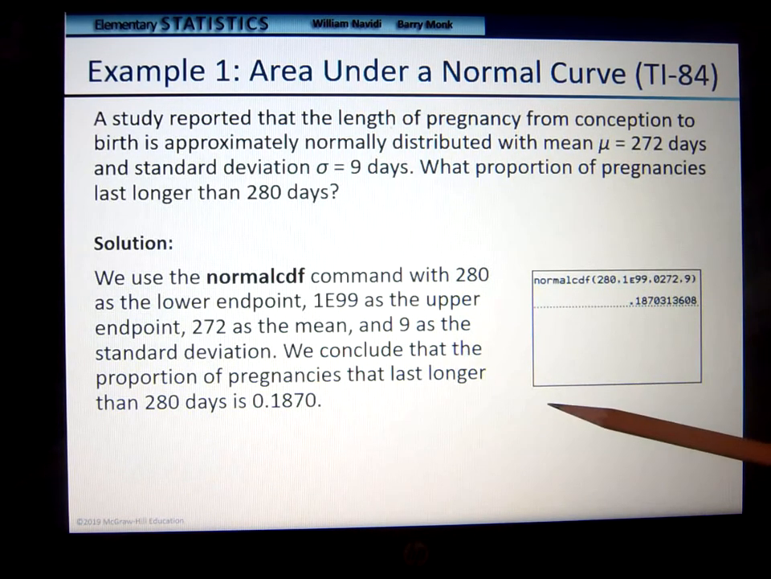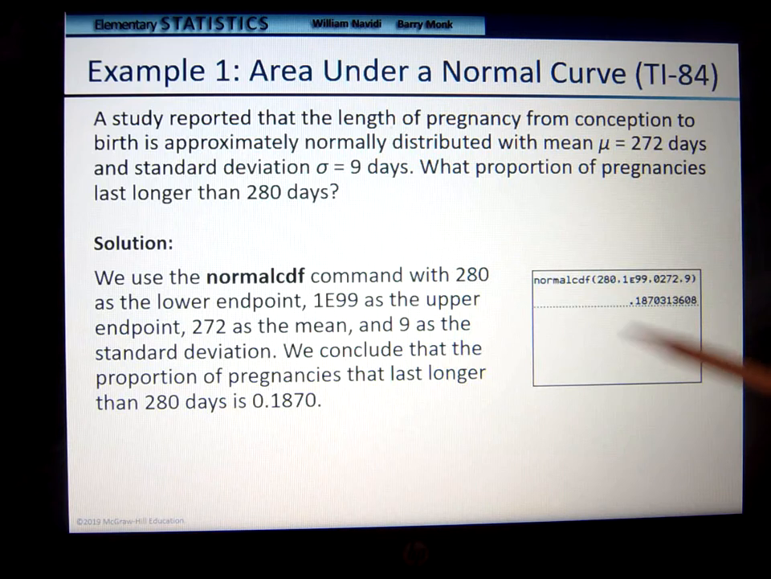And we conclude that the proportion of pregnancies, again, the 272 here is our mean, and our standard deviation of 9. I forgot to mention that. Once we have all four of these numbers in here, it will give us 0.187031, etc., which we will round to 4 places.